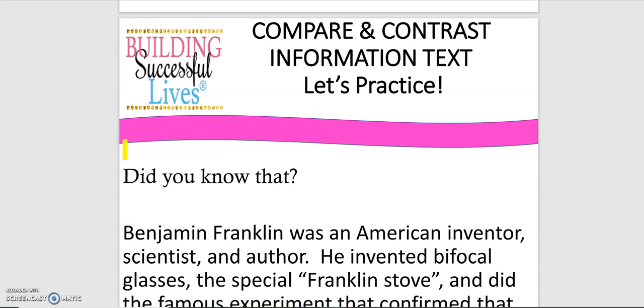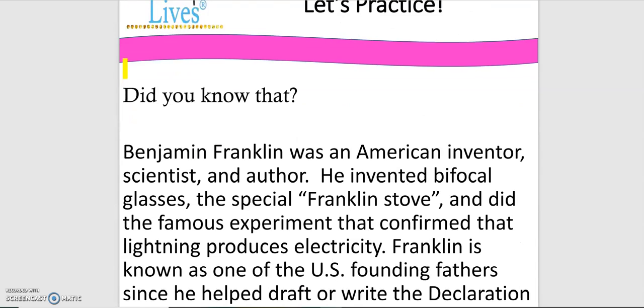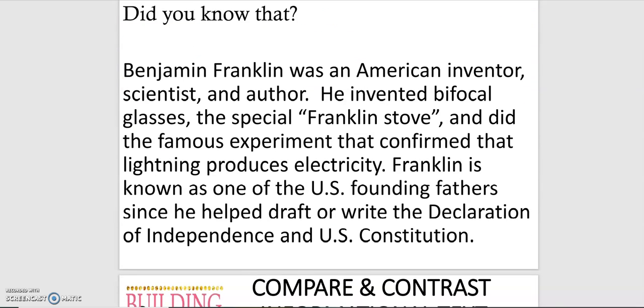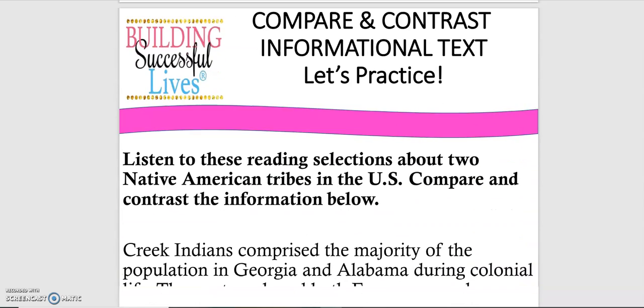Did you know that Benjamin Franklin was an American inventor, scientist, and author? He invented bifocal glasses, the special Franklin stove, and did the famous experiment that confirmed that lightning produces electricity. Franklin is known as one of the U.S. founding fathers since he helped draft or write the Declaration of Independence and the U.S. Constitution.